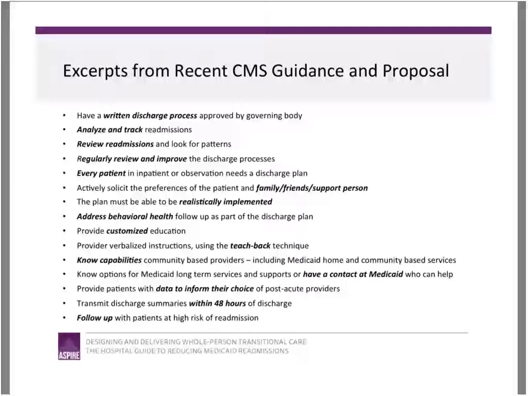I won't read out all of the bolded phrases, but I will highlight a few. The CMS, in its guidance or proposed changes to discharge planning rules, requires us to have a written discharge process to analyze and track readmissions and review readmissions for opportunities for improvement. Every patient is proposed to need a transition of care plan. The plan must be realistic. It must involve the input of family, friends, or other relevant support persons of the patient's choosing. Interestingly and importantly, it must address behavioral health follow-up as part of the discharge plan.